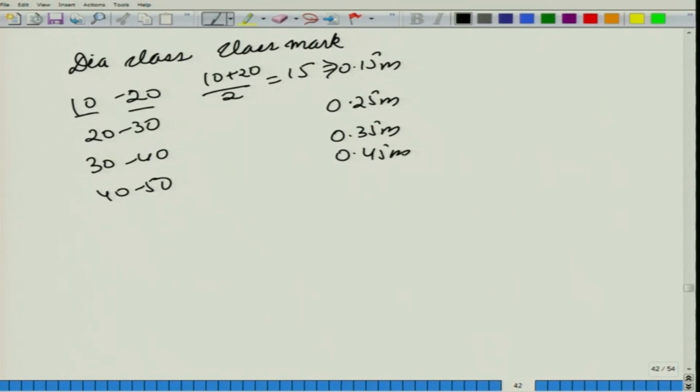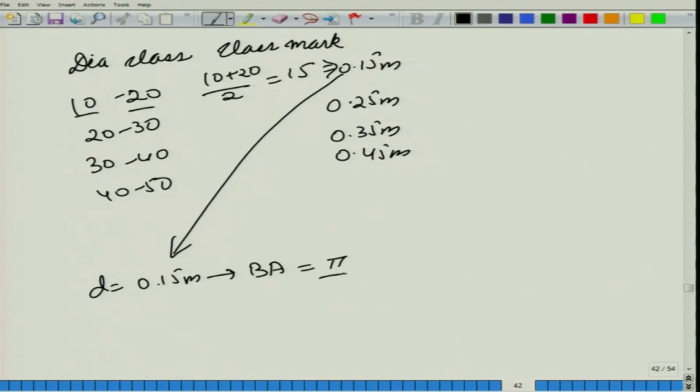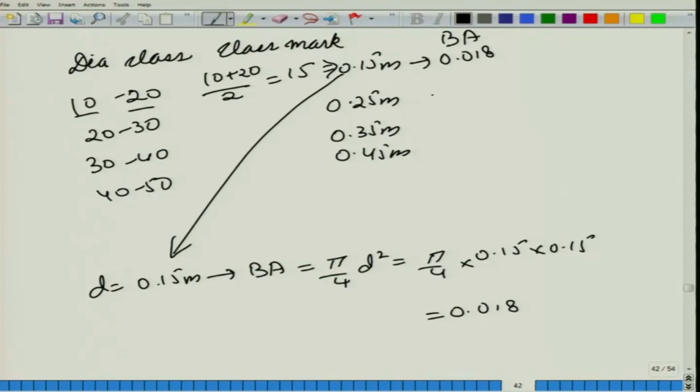Now, consider a tree with this diameter, D equal to 0.15 meter. What will the basal area be? Basal area is given by pi by 4 D square, which is pi by 4 into 0.15 into 0.15, that is 0.018 square meters. Similarly, this will give us 0.049 as we had calculated in a previous example, this will give 0.096 and this will give 0.159 square meters. So, this is the basal area per tree.